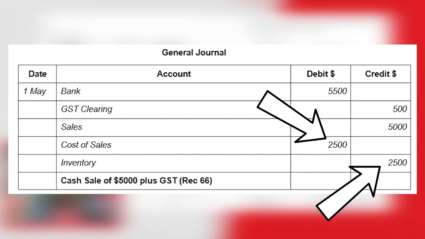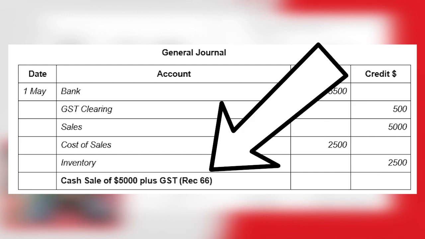And then lastly, we have put a narration there, cash sale of 5,000 plus GST. Always include the plus GST there. Next, we're going to do cash purchases. And I want you to note the placement of GST clearing here.